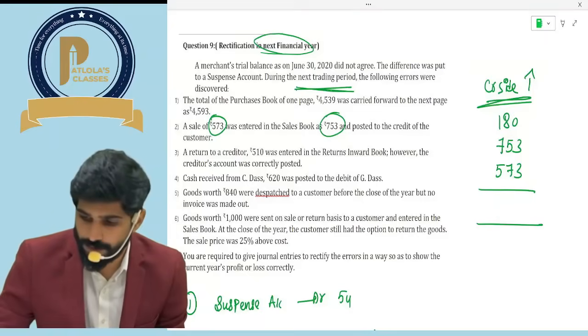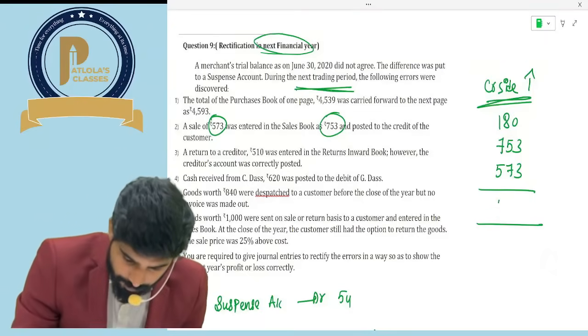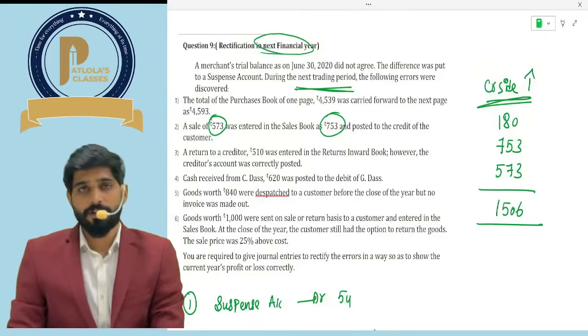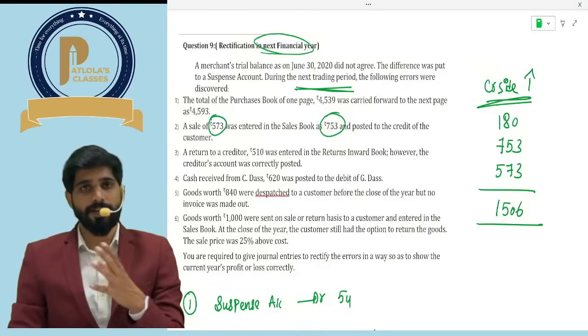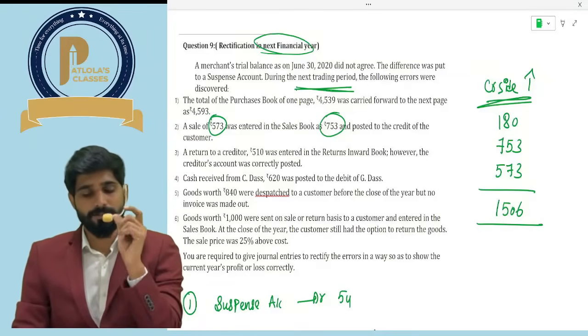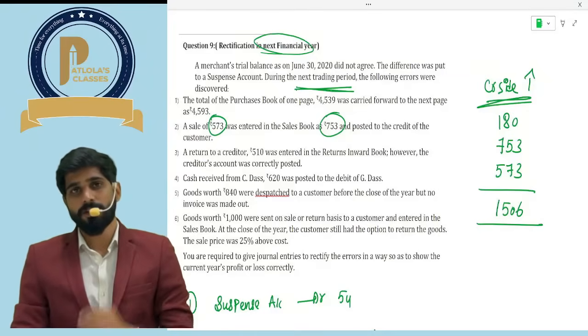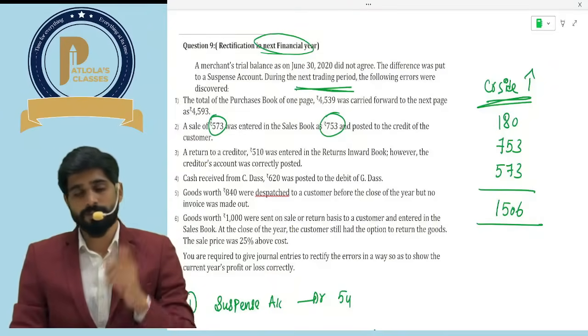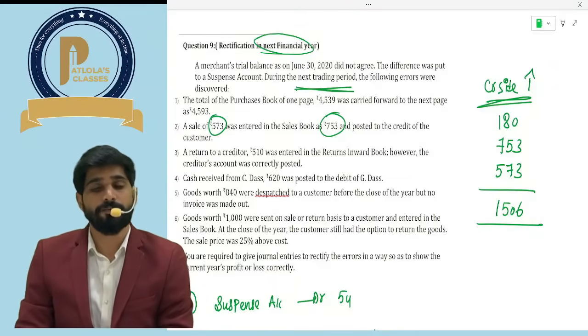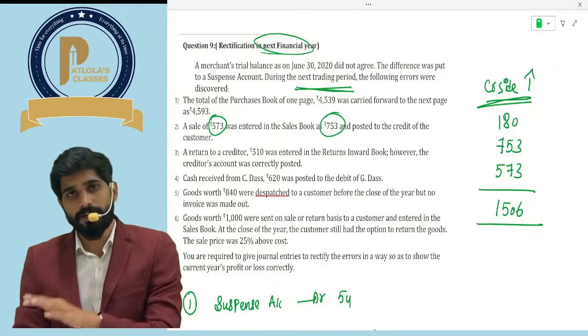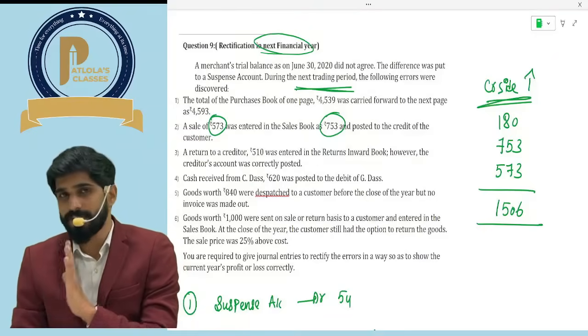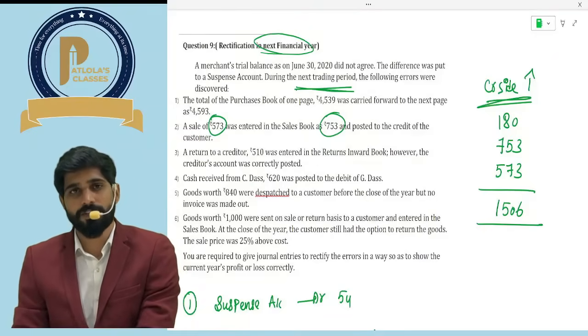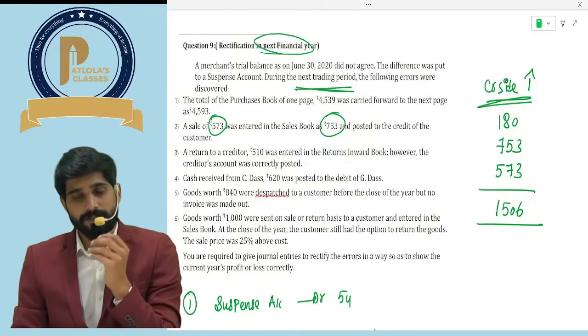So it will be more on credit side by 1506. When it is more on credit side, trial balance will not tally. On the debit side, 1506 will be missing and we will put it in suspense. So suspense is having a debit balance of 1506. Now that we are rectifying the error, suspense should be credited. Okay, credit side of the rectification is sorted. Then what about debit? Simple.